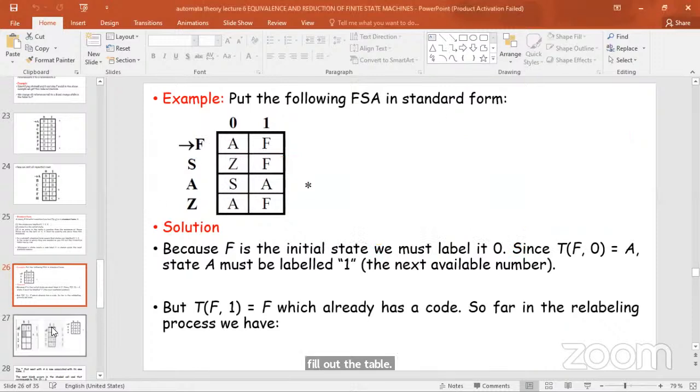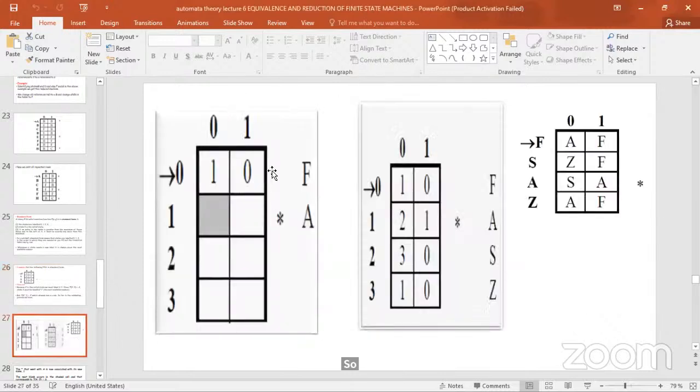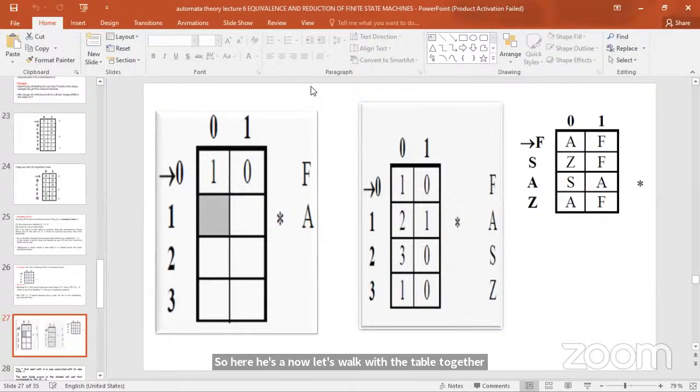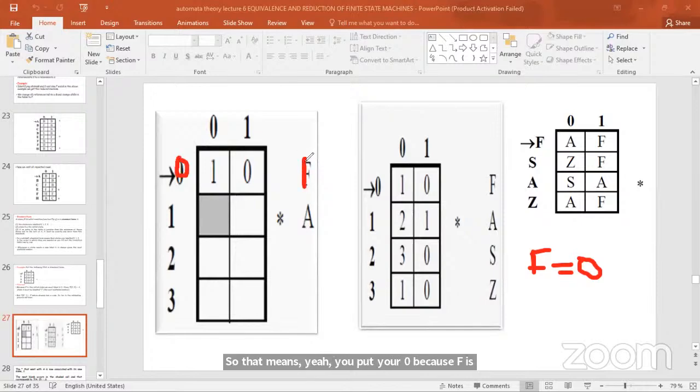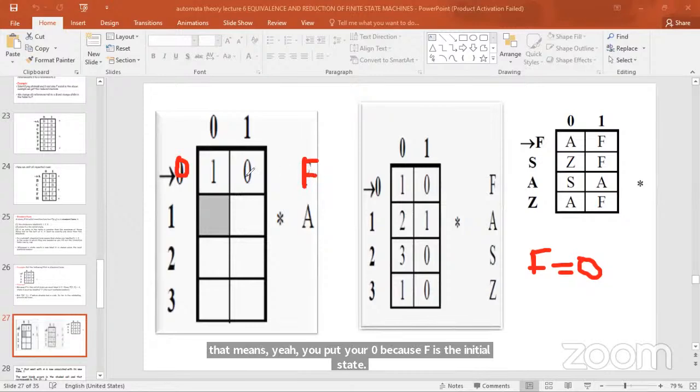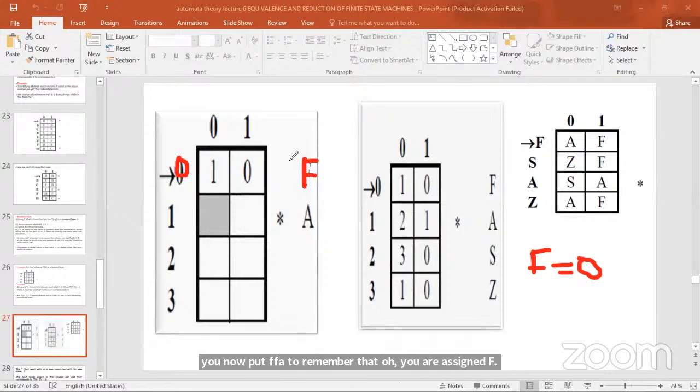So here is the table. Now let's work with the table together. Can you hear me? Yes, sir. Okay. What is our initial state? F. F is our initial state. And what did we give it? The value of what? 0. So that means here you put your 0 because F is the initial state. Then you put F here to remember that you have assigned F to be equal to 0. So F is assigned to what?